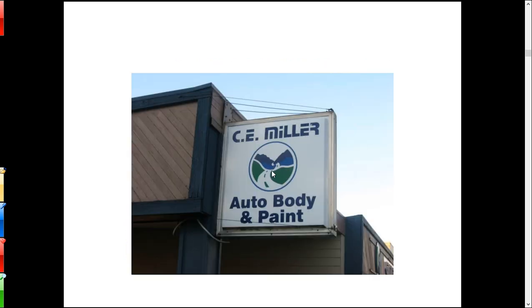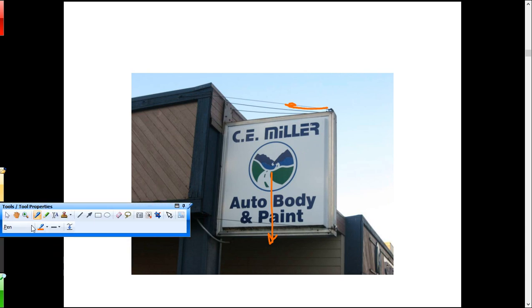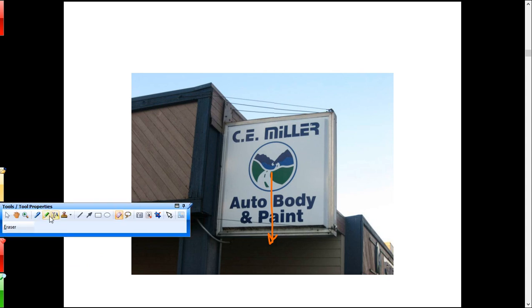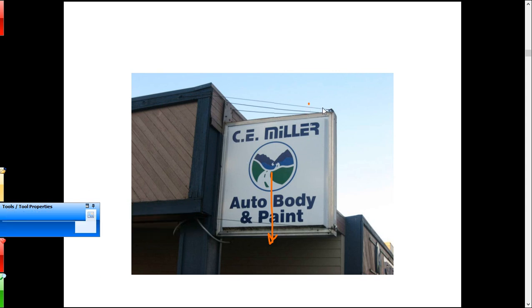Okay, you can see here the weight of this sign would go down. So these cables here are put in there to pull it back towards the building. Sometimes you see something like that on a fence gate. Over time a fence gate will tend to sag. Sometimes they'll put cables on it just to get it to pull back up.